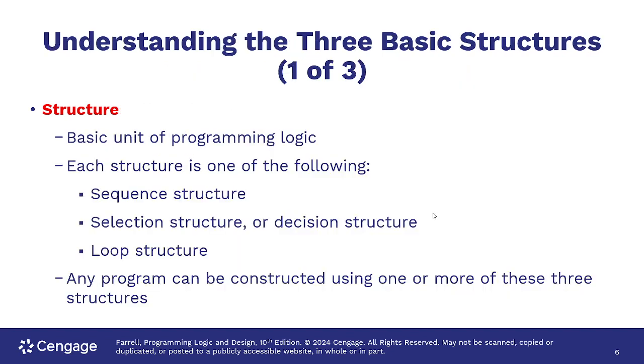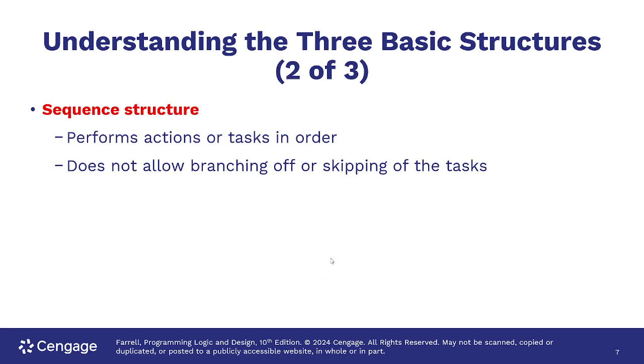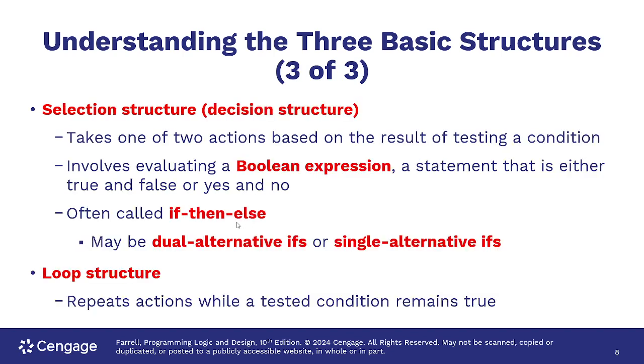All right. So there are 3 basic structures as we discussed, and any program can be constructed using one or more of these 3 structures. The sequence structure performs the actions or tasks in order, and we should not allow branching or skipping of the task in a properly structured program.